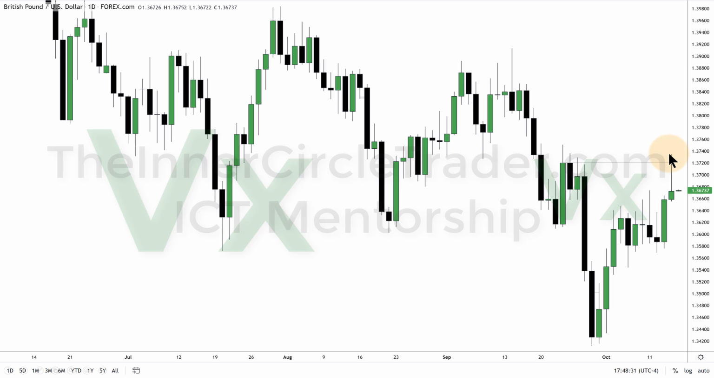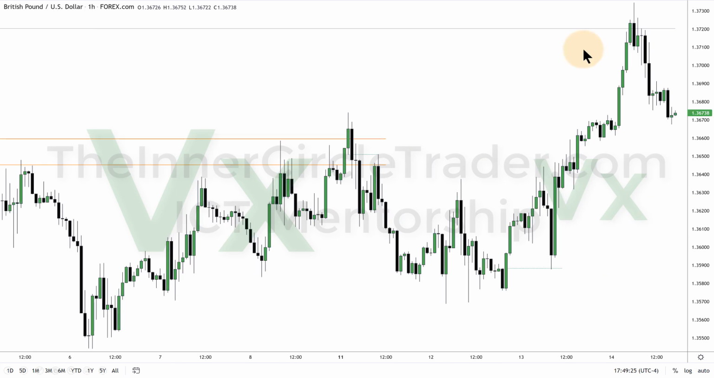Pound dollar, this pair was able to sweep its rejection block in here. I drew your attention to this area right in here because if it continues to obviously go higher, this is a level to watch. Wasn't really able to get up that far today, but we did trade up into consequent encroachment of the wick here, midpoint of that, and the rejection block. There's that rejection block.